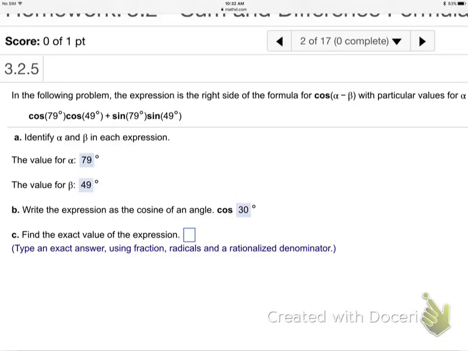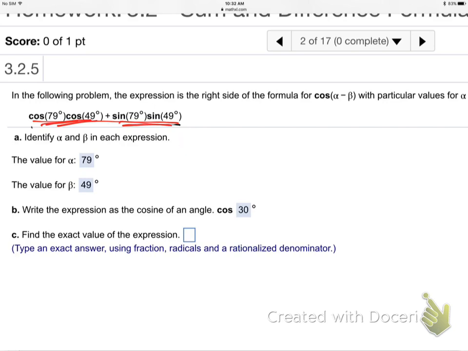Okay, so now they're having us do the formula backwards. So everybody see this? They're giving me the formula, and they want me to actually do it backwards. So it's already spread out. Do you see that that's the cosine formula? Why is that the cosine formula? Because it's cosine, cosine, sine, sine. That's how the cosine formula goes.